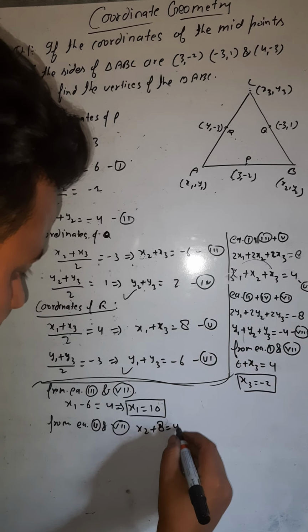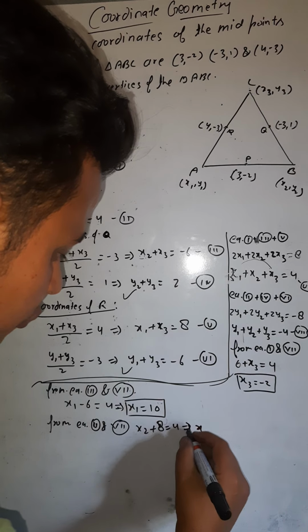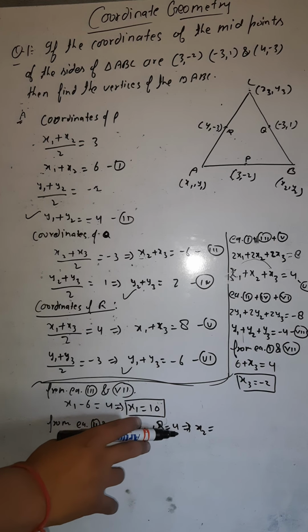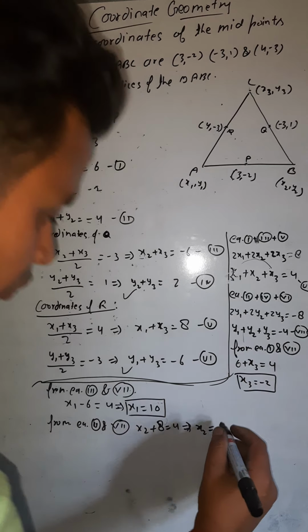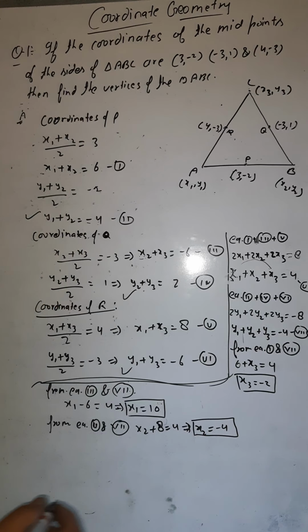Plus 8 is 4. So from here you have the value of x2 now. So x2 would be equal to, this 8 would go there and would become minus 8. So 4 minus 8 is minus 4. So it means you have the value of x2 as minus 4.